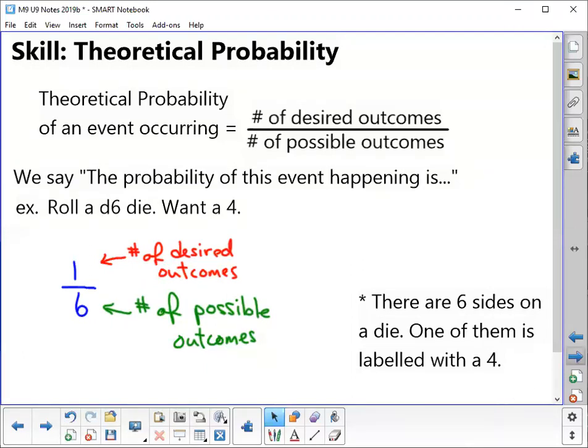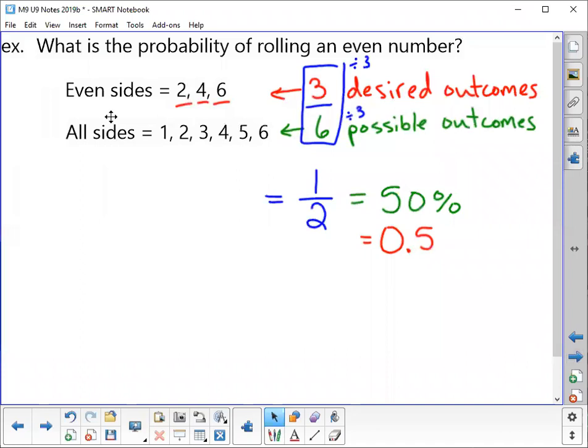Really, the probability of rolling anything on a 6-sided die is 1/6. Any one side, that is. So what's the probability of rolling an even number? Well, even sides, there's 2, 4, and 6. So 3 desired outcomes. And all sides are 1, 2, 3, 4, 5, 6, 6 possible outcomes.